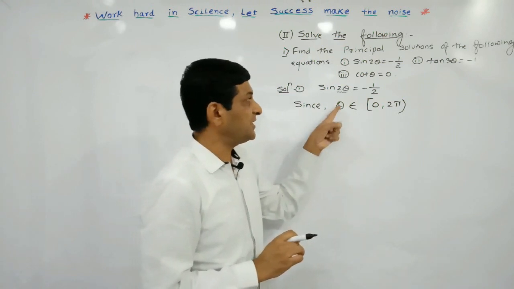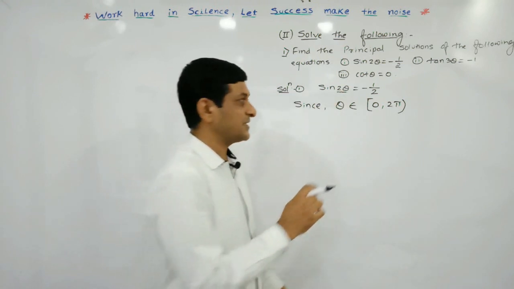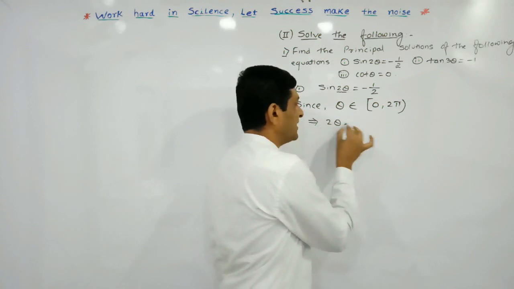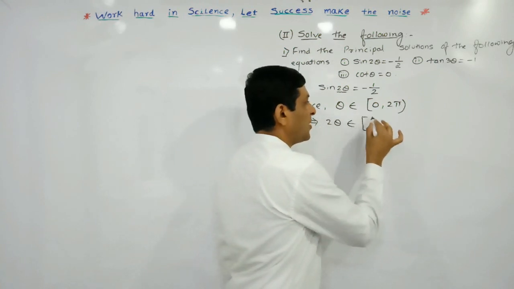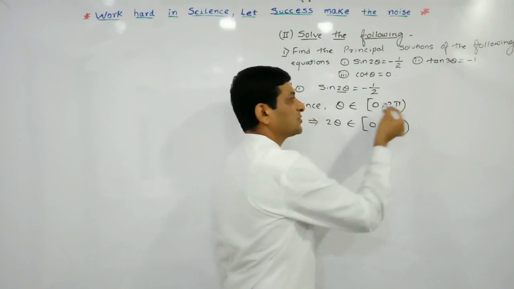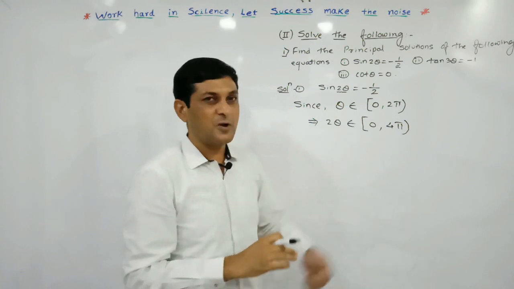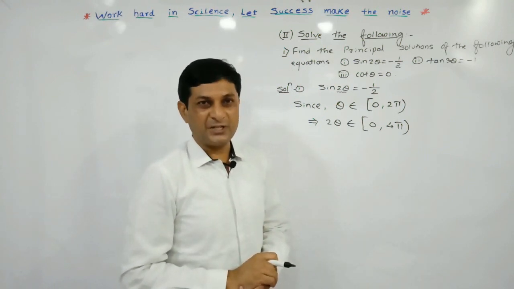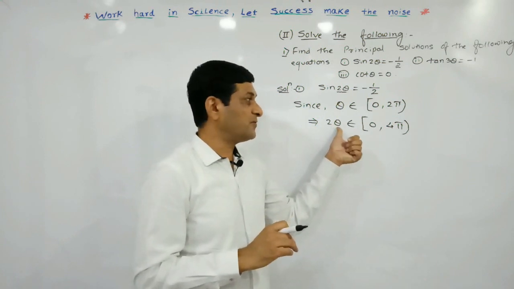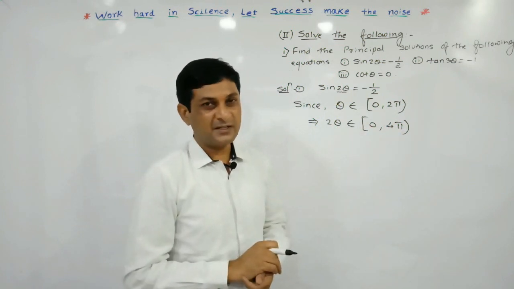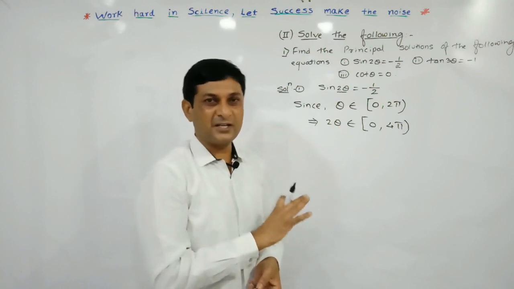But instead of theta, here 2 theta is given to us. So that's why it implies that 2 theta belongs to 0 to 4 pi. If theta belongs to 0 to 2 pi, then 2 theta belongs to 0 to 4 pi. Now using this condition, we have to find such values of 2 theta which lie in this interval and satisfy the given trigonometric equation.